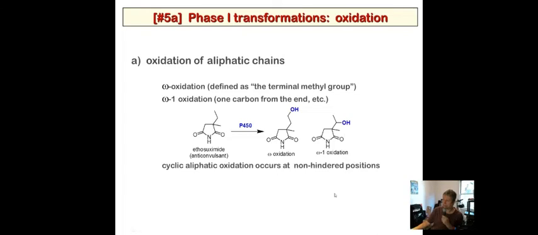All right, cyclic aliphatic oxidation usually occurs at non-hindered positions, maybe on the opposite side of a ring. So this is perhexylene. It's a coronary vasodilator. P450 in this case attaches a hydroxy group randomly at this position on the cyclohexane, and you can imagine maybe here or there would be ideal locations for this.